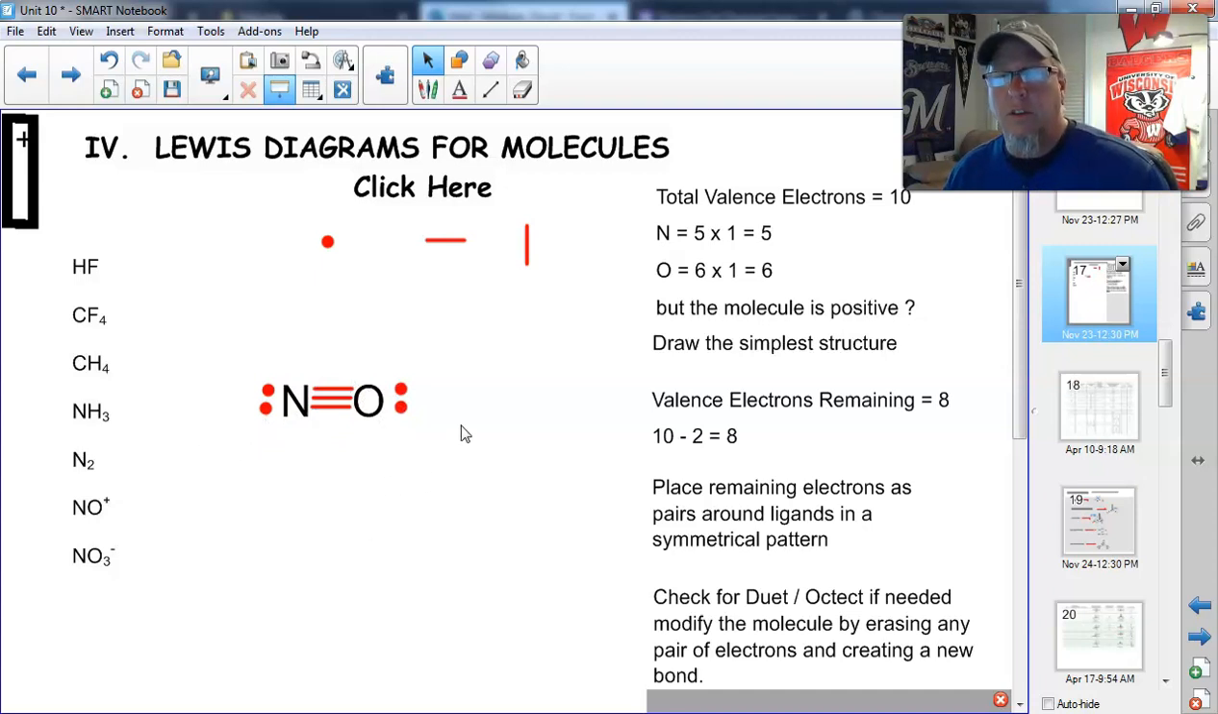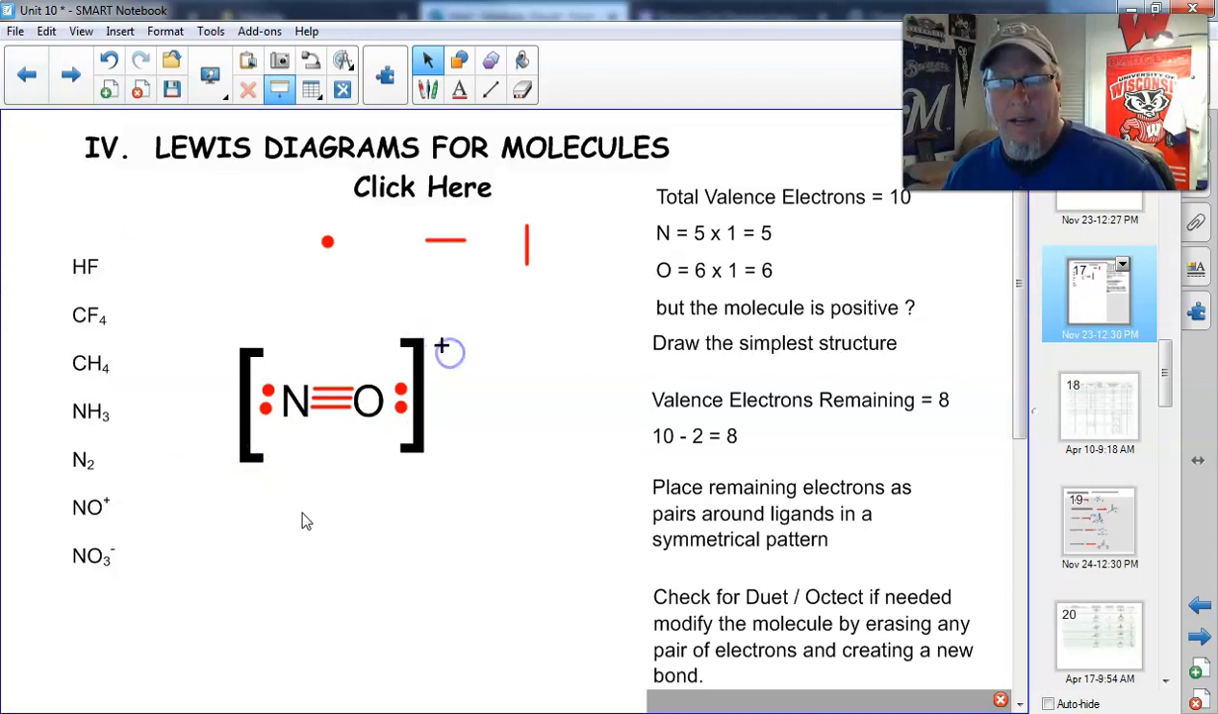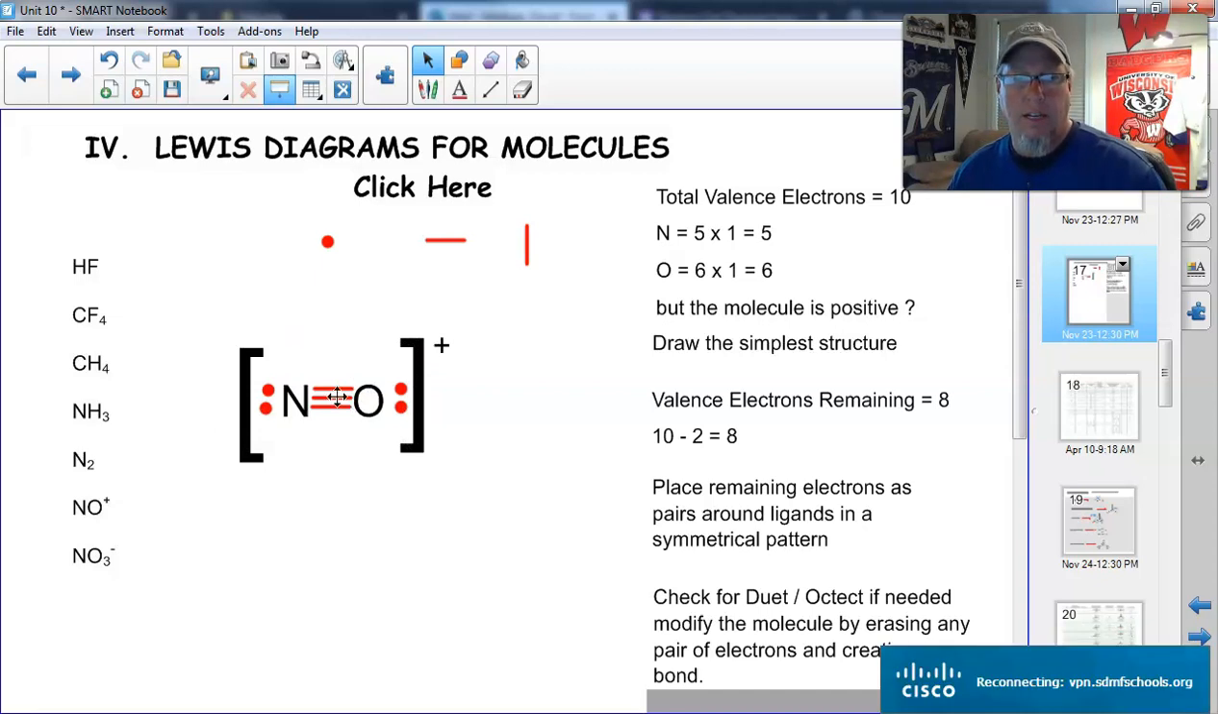Here's something that's different though, because this had a charge, because it's a polyatomic ion, we put these big brackets around it. And the big brackets say that this molecule ended up having a positive charge. So that's something that's a little bit unusual or a little bit different. You just might want to take note of that so that you understand it.